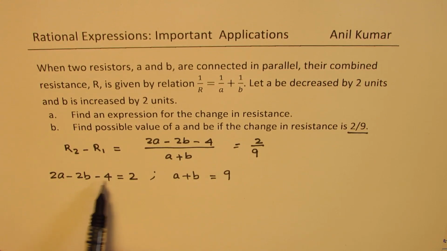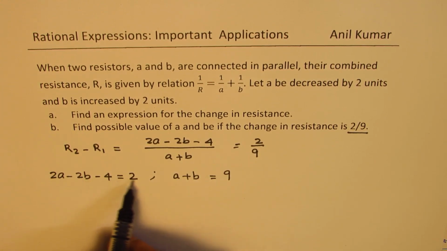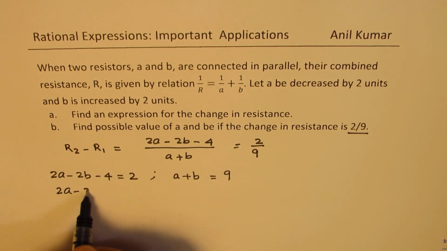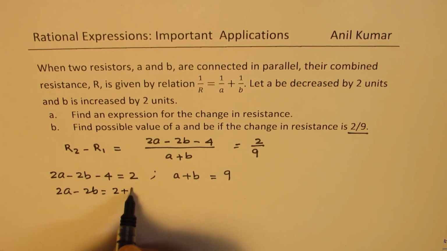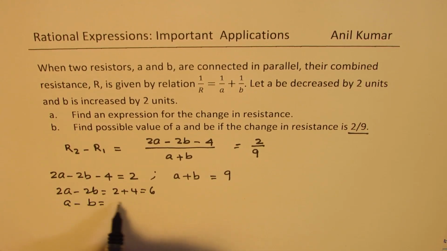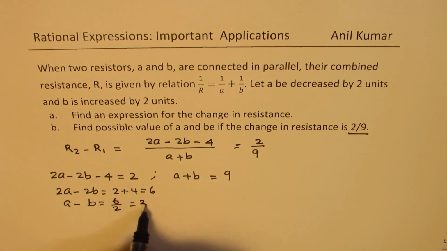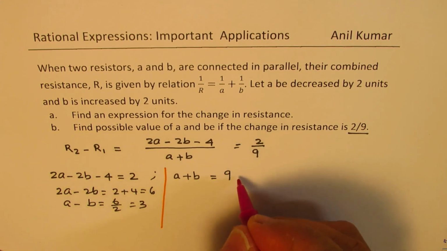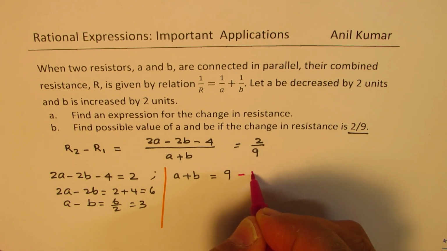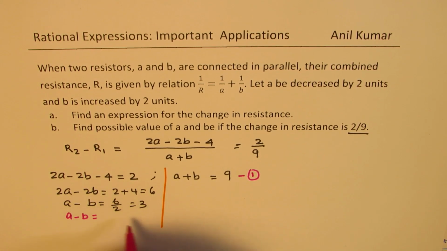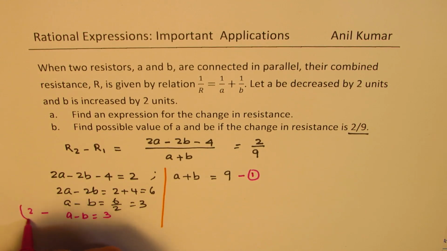Let's simplify this a bit. We can divide everything by 2. Let's take it to the other side. So we get 2a minus 2b equals 2 plus 4, which is 6, and we have a minus b equals 6 divided by 2, which is 3. So we have one equation, which is a plus b equals 9. Let's write this as 1. And the other equation is a minus b equals 3. That's our second equation.